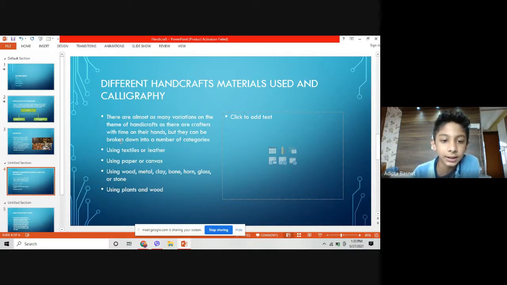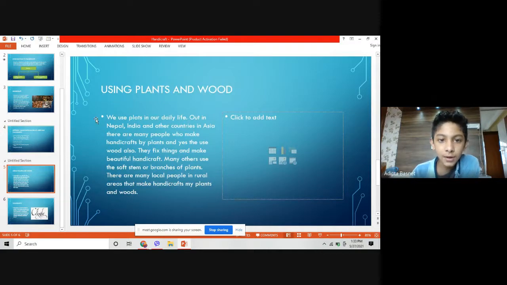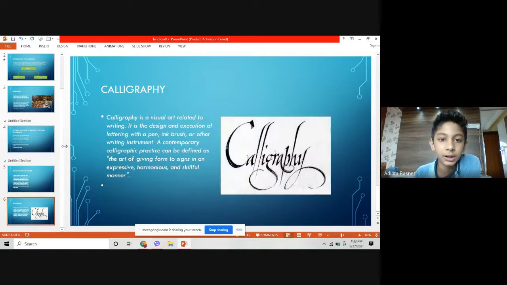Using textiles, leathers, using paper or canvas, using wood, metal, clay, bone, horn, glass or stone, using plants and wood. We use plants in our daily life. In Nepal, India and other countries in Asia, there are many people who make handicrafts from plants, and yes, the use of wood also. They fix things and make beautiful handicrafts. Many others use the softened stems or branches of plants. There are many local people in rural areas who make handicrafts from plants and wood.